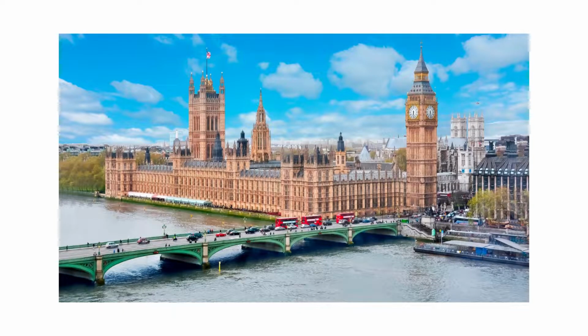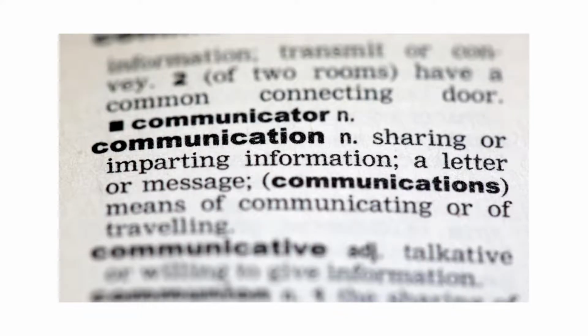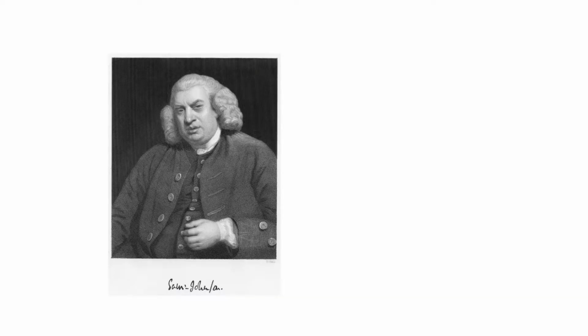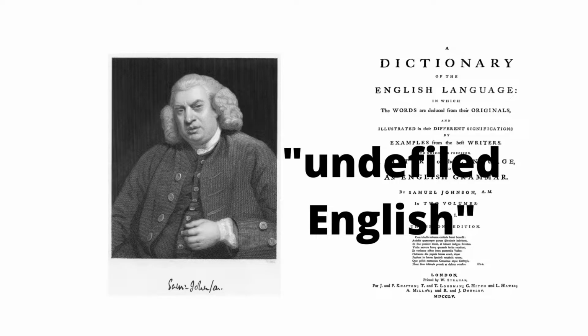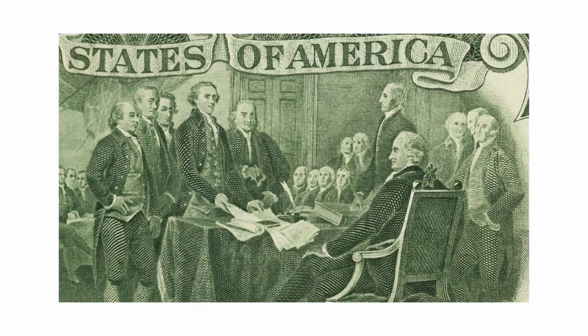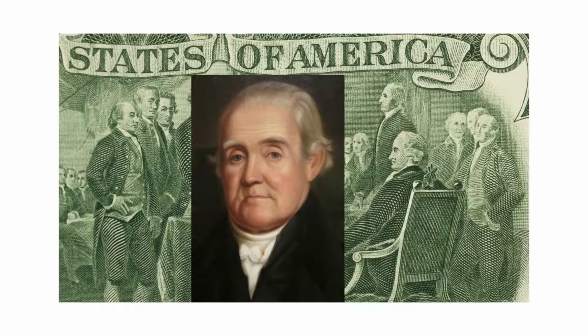In the United Kingdom, the desire to preserve the purity of English came in the form of dictionary making. Samuel Johnson's production of a dictionary, Dictionary of the English Language, in 1755, was intended to produce a standard based on what he perceived to be undefiled English, hoping that this would help prevent what he believed was the degeneration of the English language.